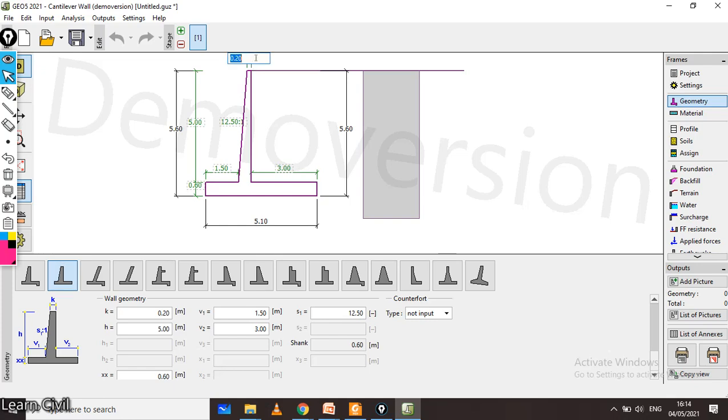So let us consider the top width of this particular stem wall. It is called the stem wall. Let us consider this thickness at the top is 0.2 meter. We'll be starting with the minimum thickness of this retaining wall at the top. This should be minimum 150 mm. This top width should be minimum 150 mm.